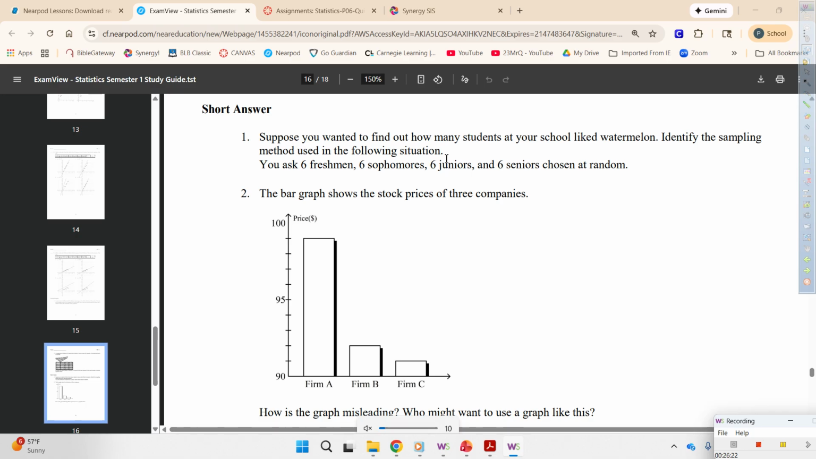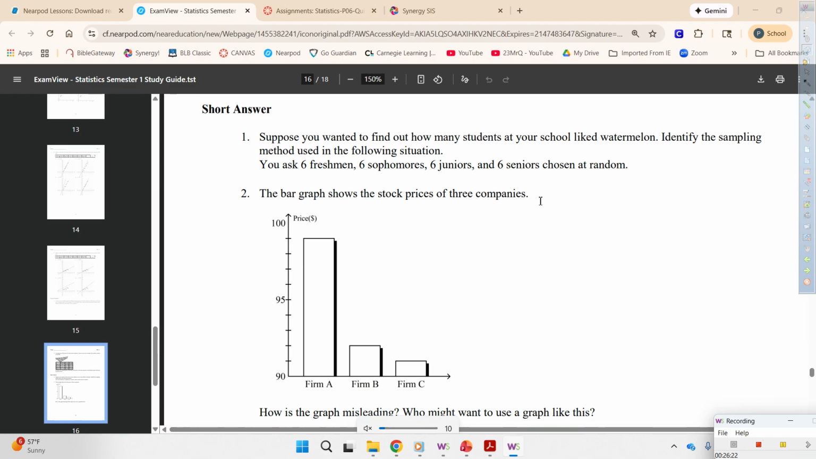Cluster, good, I heard cluster, yes. Random, yes, that's 2. Stratified is another one, yes. Systematic. Systematic is when you do every 3, every 10, every 12. Cluster is when you separate into different groups and you only use one group. Stratified is when you separate into 2 different groups and one of them you choose randomly.